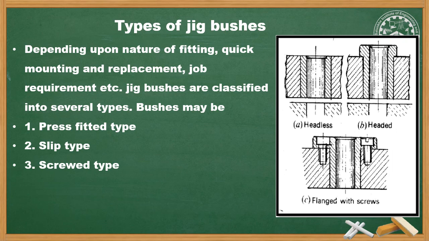Number 1 is without head, also known as headless, that is fitted into the jig body where there is no head. Second is with head, as shown in figure B, headed. And third is with a flange, that is, with the help of the flange it is screwed to the jig body. These are some types of jig bushes that are used.